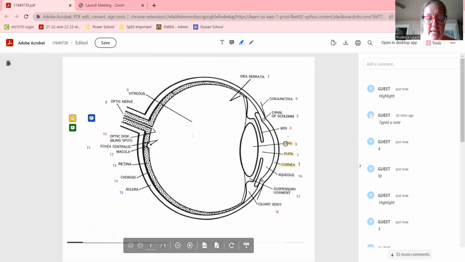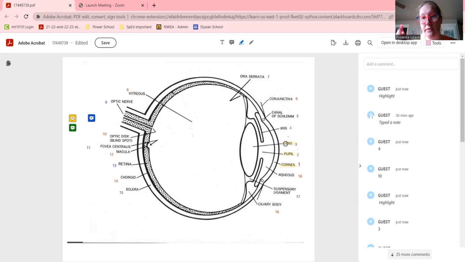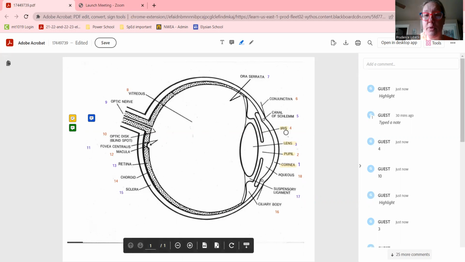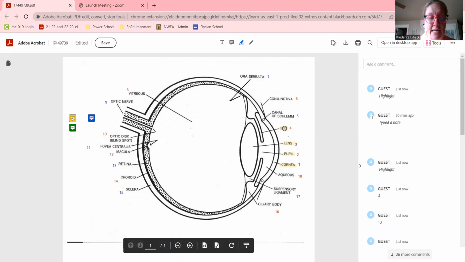Our lens is the part of the eye that focuses the light, and it changes in its curvature. It also kind of gives that second refraction from the cornea. The iris, we think of the iris a lot of times as the color part of our eye.